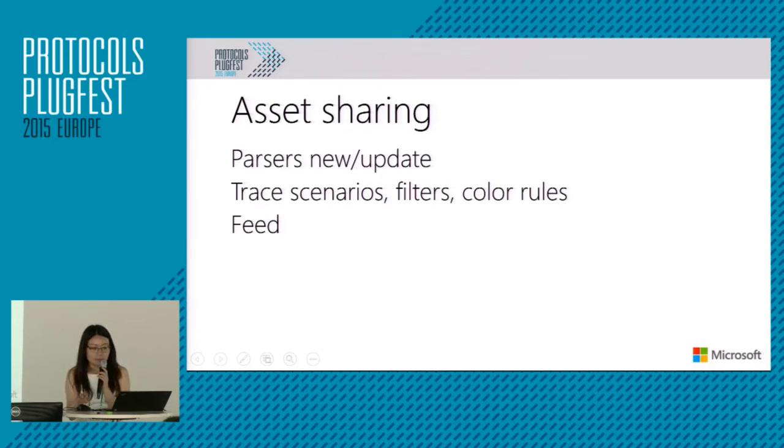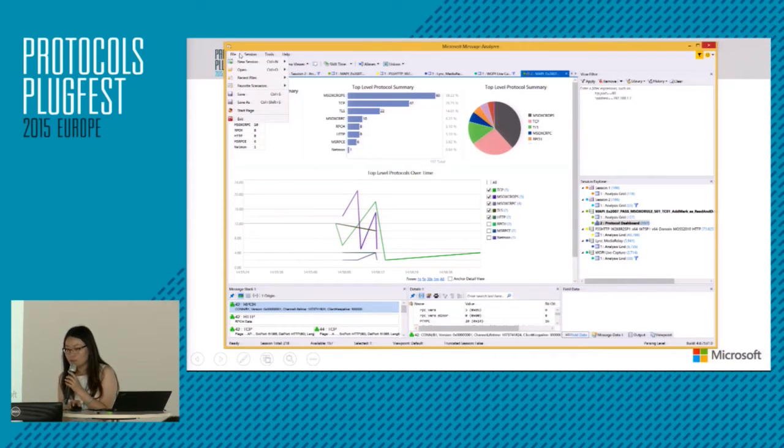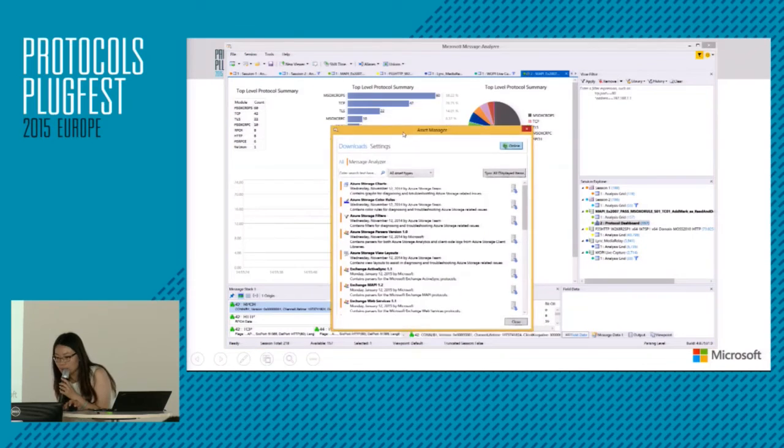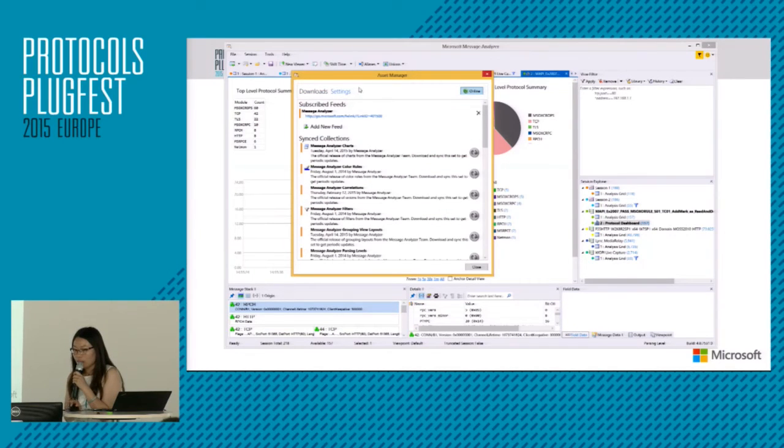And also I want to mention there is asset sharing for this tool. You have seen this is the asset manager. It has different kinds of resources that can be shared. For example, the different parsers that I mentioned, like the Exchange one, Office one, or Windows one, different people can create different parsers and share them with the community. It's very simple: you just give a feed, or as simple as a shared folder path, as long as other people have access to it, and people can add that feed into Message Analyzer and download what others are sharing.